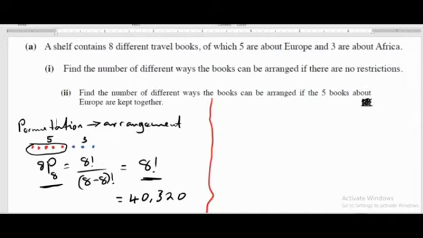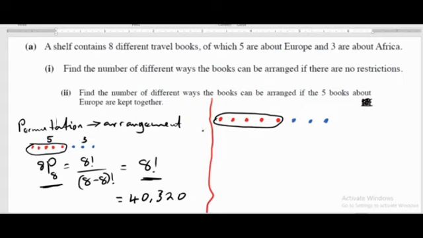So let's add it here also. These are the books about Europe: 1, 2, 3, 4, 5. Then the ones about Africa, we have three: 1, 2, 3. We are told that if the books about Europe must be kept together, it simply means that we have them in a box. So they must always be together.